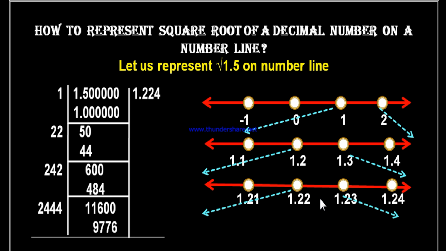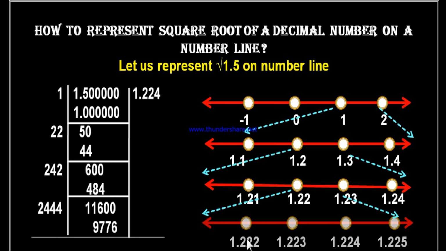Understood? So that 1.222, 1.223, 1.224 and 1.225. Our required point is now 1.224. This is the point. This point represents the square root of 1.5. You already came across this type of model also in your 9th class.